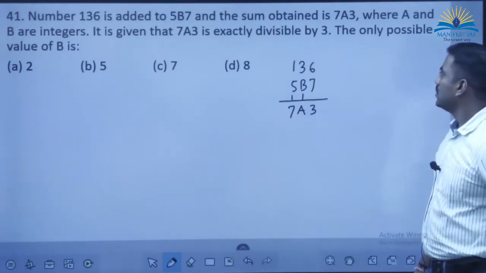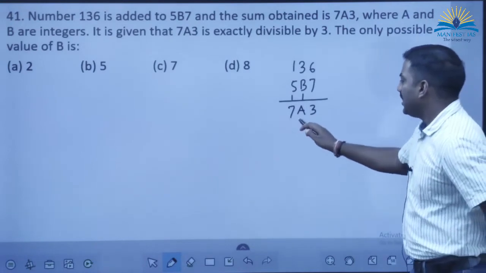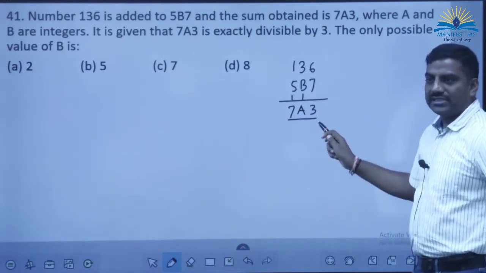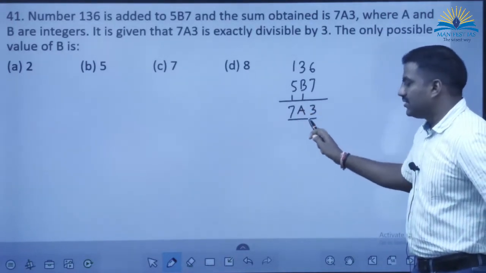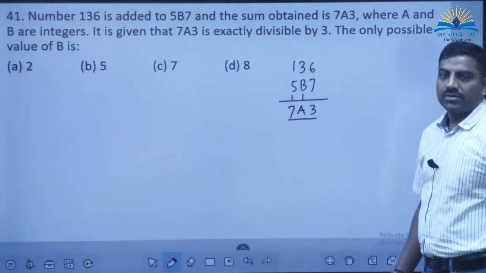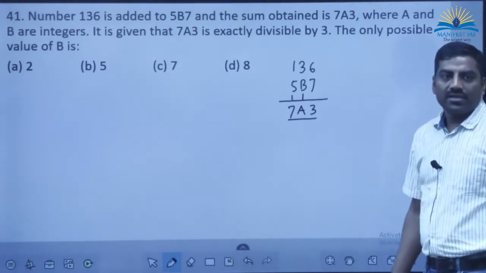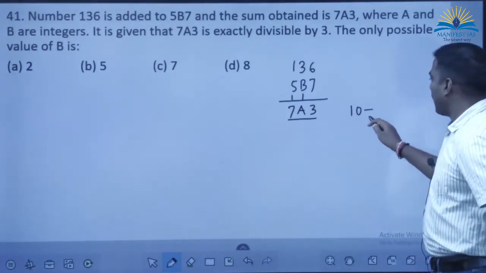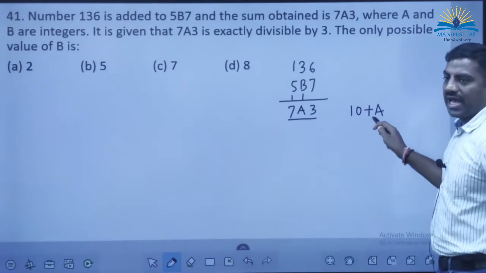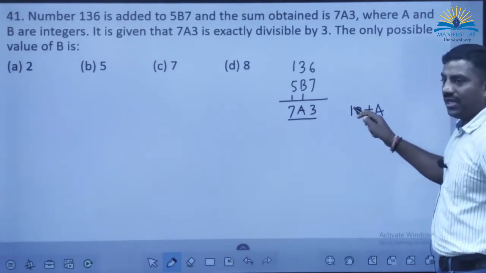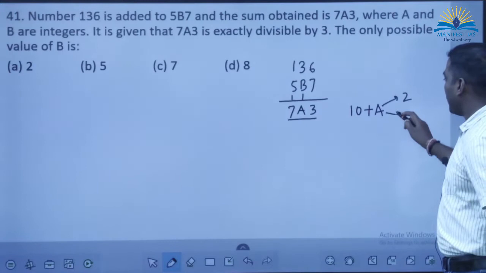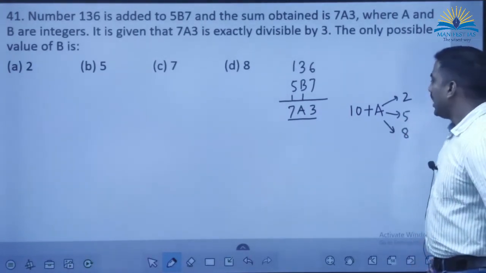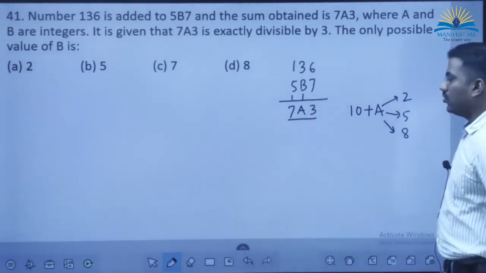Yes or no? And they are telling 7a3 is divisible by 3. Then what should be the sum of these digits? They should be divisible by 3. Already 7 plus 3, 10. 10 plus a. What all values that we can have for a? If it is divisible by 3, first is 2. Next is 5. Next is 8. A's value can be 2, 5 and 8.